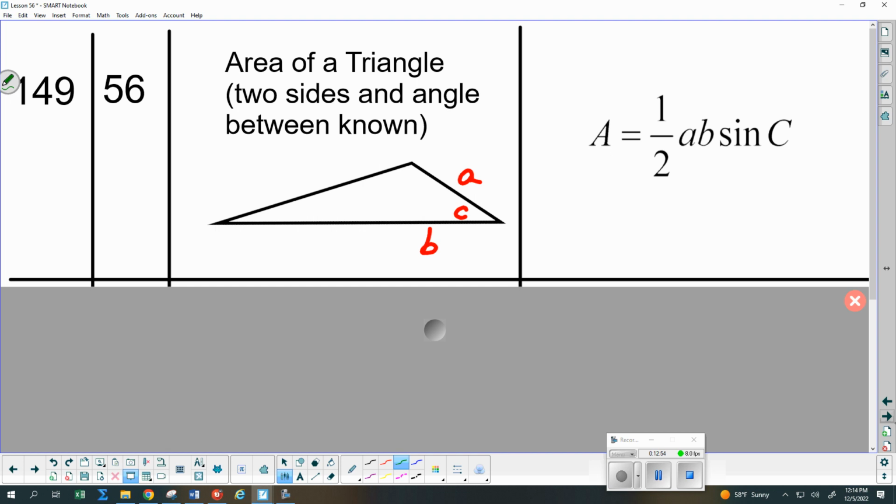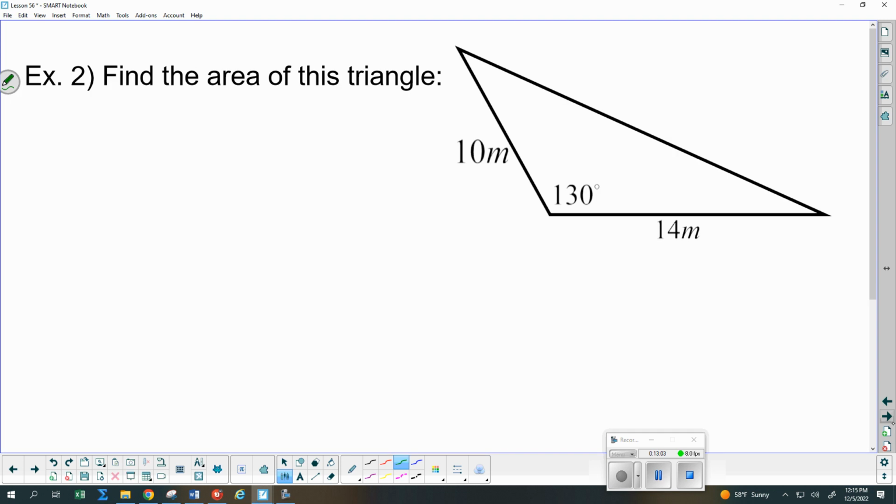Everybody pretty much have that formula written down? I will get this back up in a few minutes if you didn't quite get it. In the meantime, I would like for you on your own to use this brand new formula and calculate the area of this triangle.